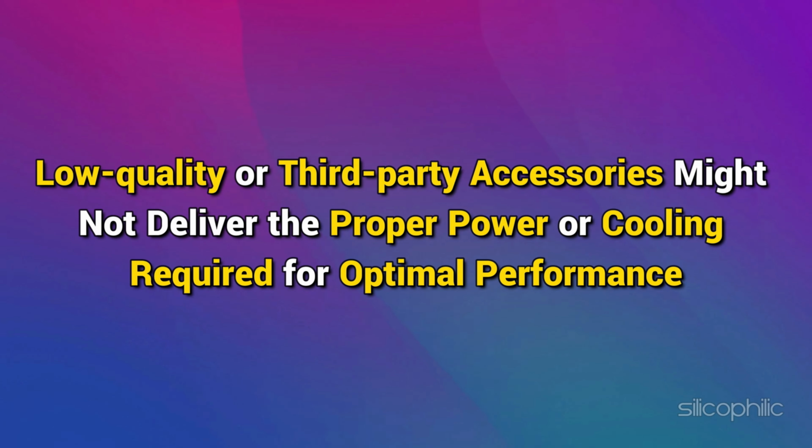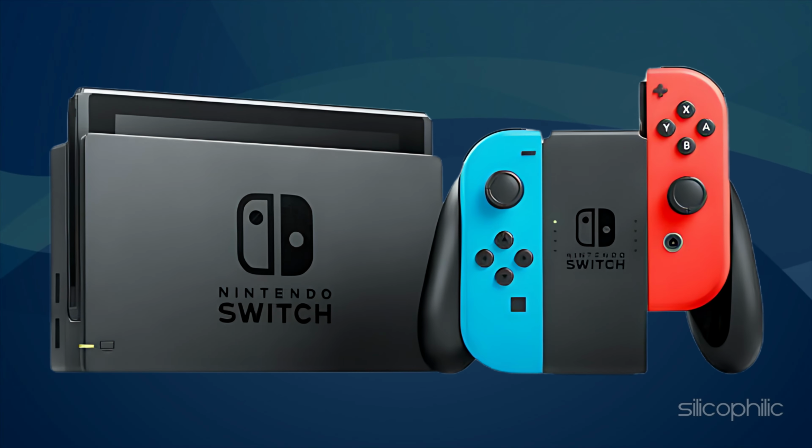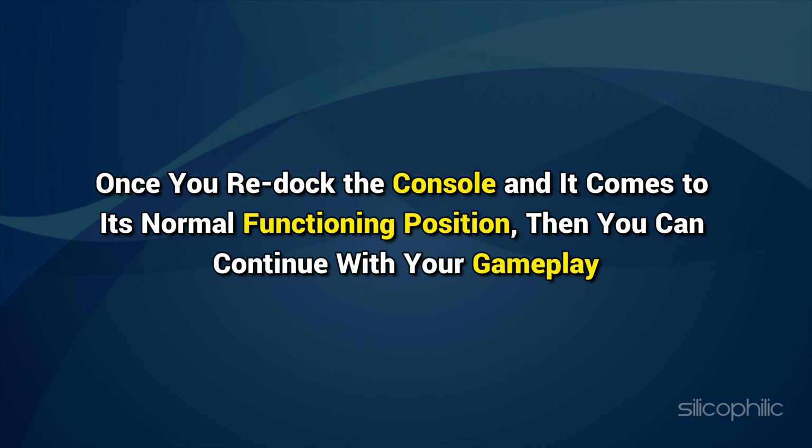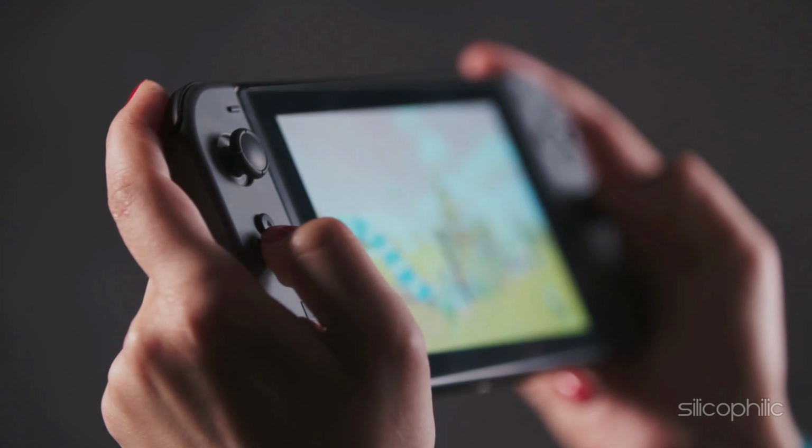Method 6. Dock and undock. If your Switch is docked, undock it and then redock it. This can sometimes reset the system and resolve the video and other issues. Once you redock the console and it comes to its normal functioning position, then you can continue with your gameplay. But if it doesn't fix the issue, go to the next solution.